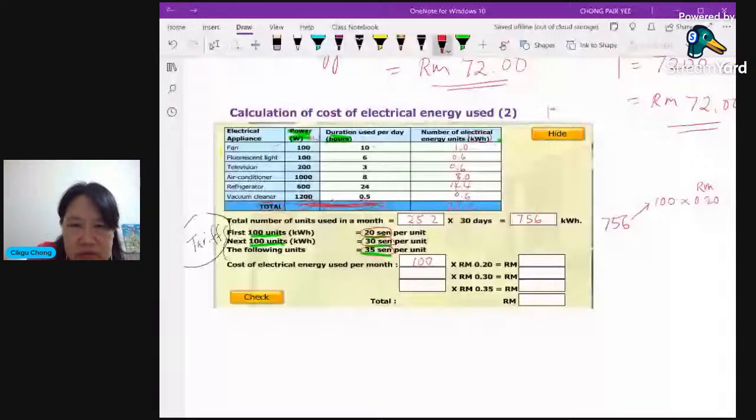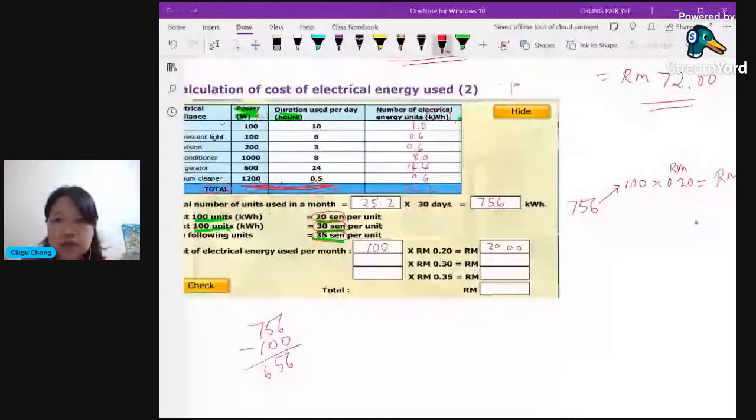Can you see that? Now you have 756, already taken out 100. So you are left with 656, haven't counted. Right? So you have to take out another 100 here. Because you say the next 100 is 30 cents. So this next 100, you cannot count at 20 cents already. They count 30 cents now. More expensive for you now. So you got to times 30 cents.